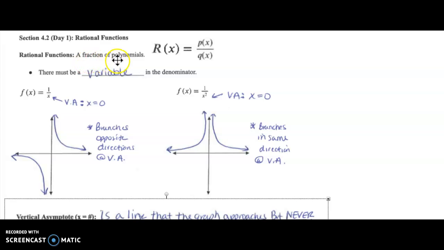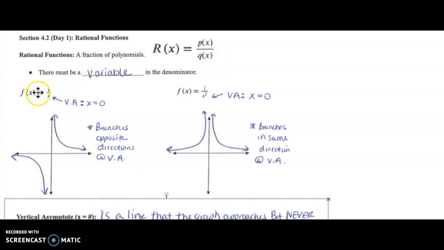Rational functions are made up of polynomials in the numerator and denominator. That's why we went over polynomials in 4.1. Remember, rational means a fraction. A rational function simply means we're going to have a fraction with polynomials on the top and the bottom. There must be a variable in the denominator.